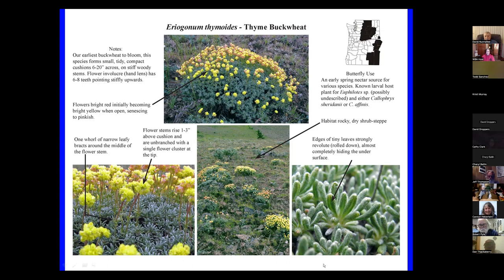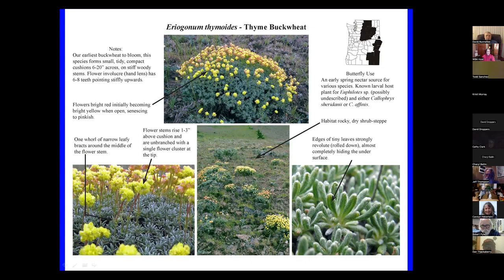But this plant is identified primarily by the leaves. You see the leaf here on the bottom right segment, and the leaves fold over themselves so that the underside of the leaf is barely even visible, with the sides curled over. So that's one way to tell thymoides when you see it. The leaves are tiny and they're curled over like this.